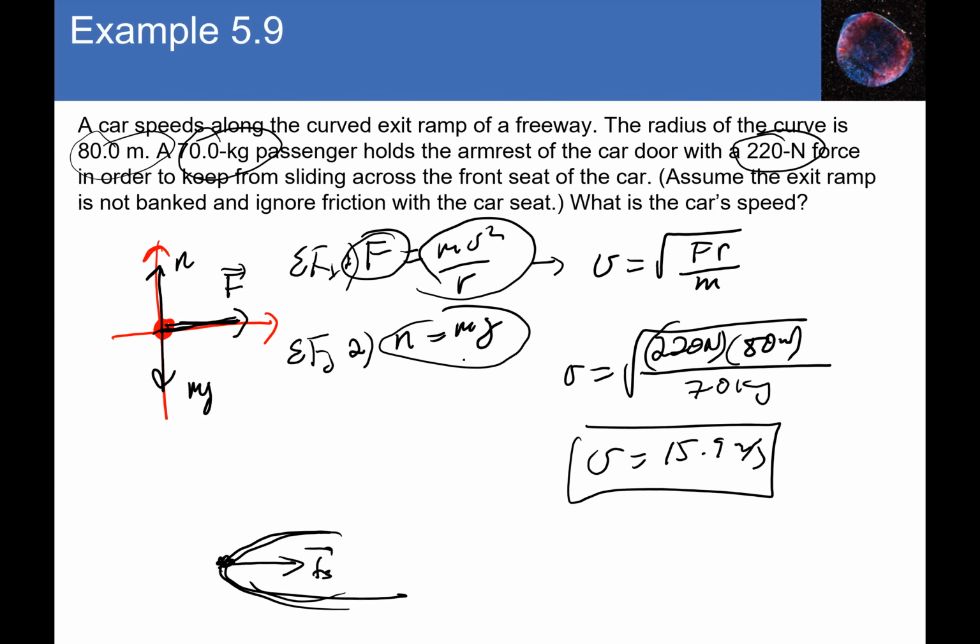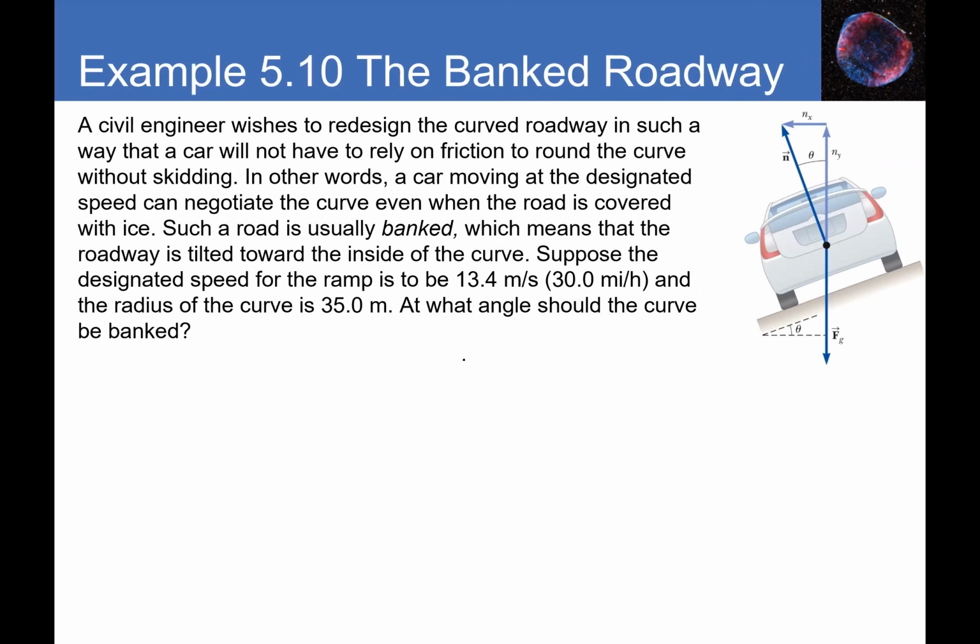Now, here's another example for the banked road. A civil engineer wishes to redesign the curved roadway in such a way that a car will not have to rely on friction to round the curve without skidding. In other words, a car moving at the designated speed can negotiate the curve even when the road is covered with ice. Right? So it's actually possible.